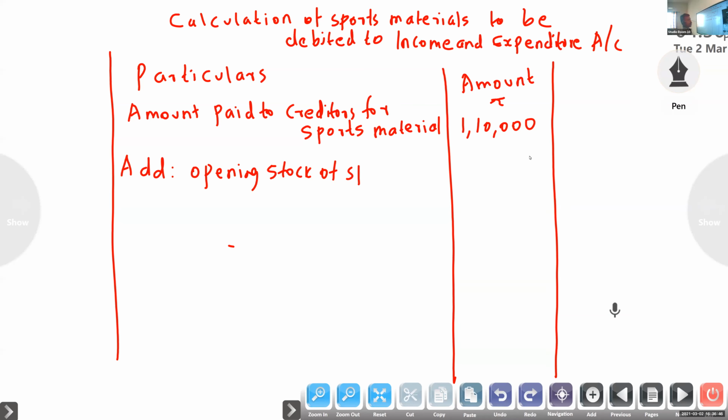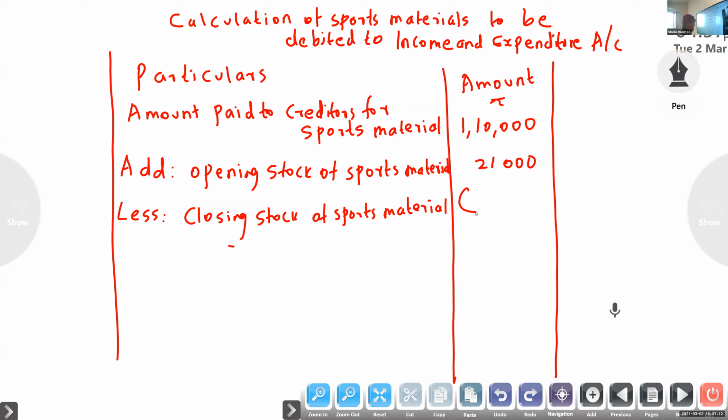Then closing stock of sports material. Hanna, add or less? Less. Closing stock of sports material. So you can write in bracket if it is less, the last only we will calculate the amount. That also 23,500.